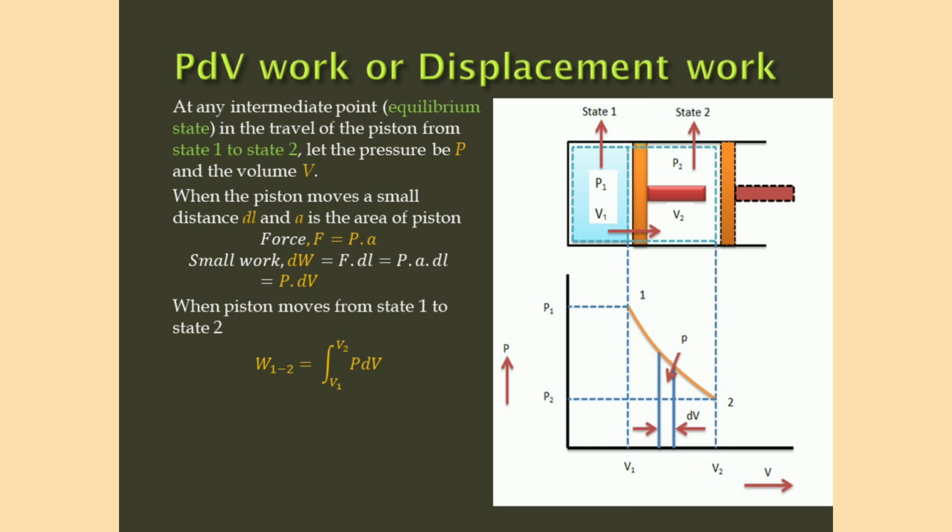Now, when we consider the entire process from 1 to 2, work done W1-2 equals integral from V1 to V2 of PdV. This is the expression for displacement work. It is also known as PdV work. This equation is applicable only for a closed system and the process must be quasi-static or reversible.